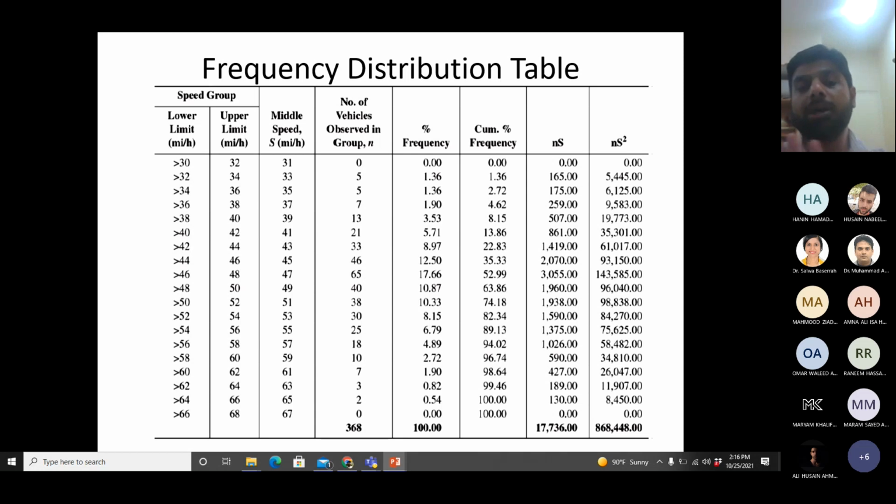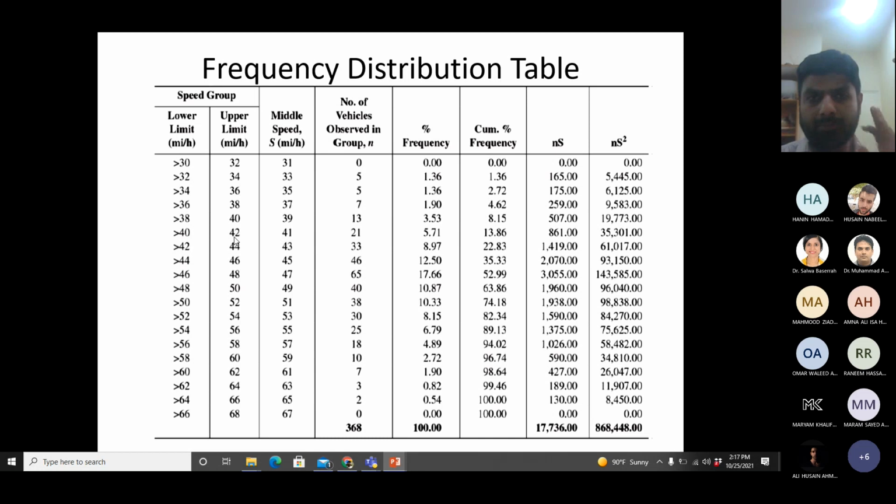The first three columns do not have anything to do with the values of the speed which you have observed in the field. So taking the simple average of any speed column will not give you the accurate mean speed of the drivers. So what we have done, we have come up with a method in which we are using the frequency in each group, and we are also using the middle speed of the group.